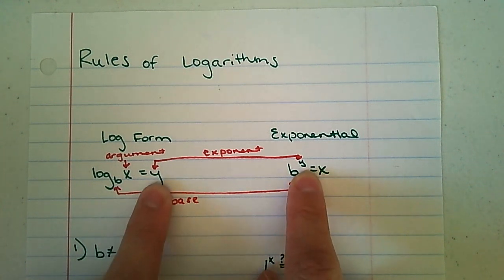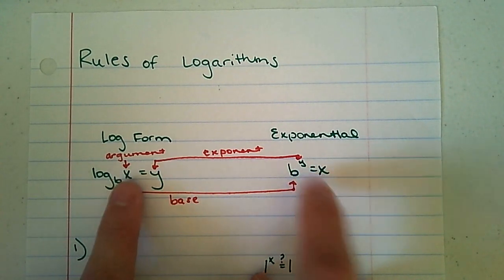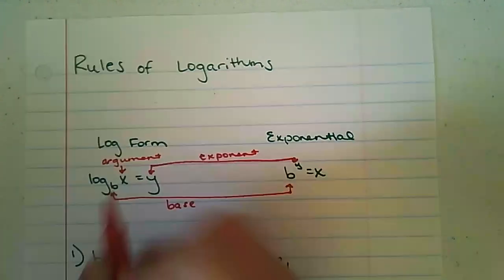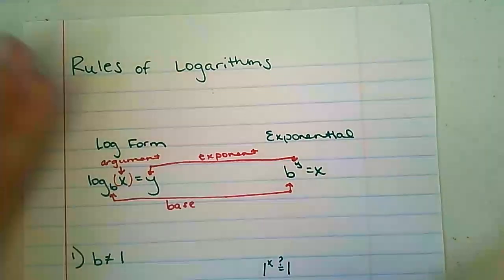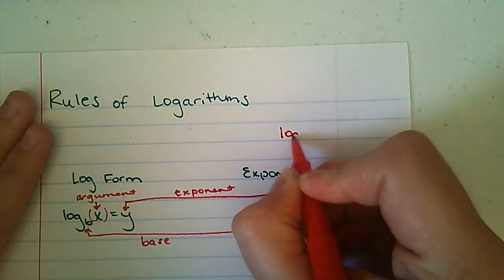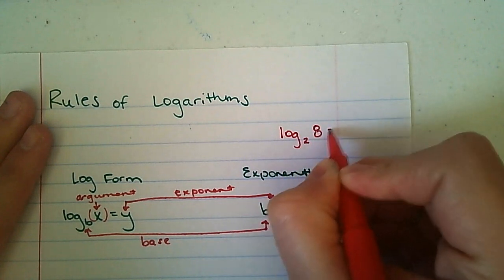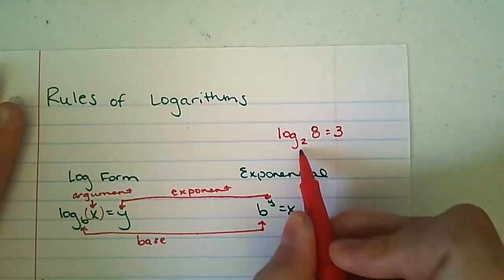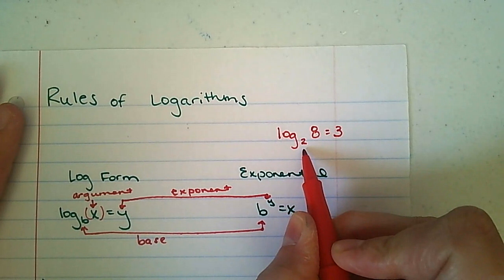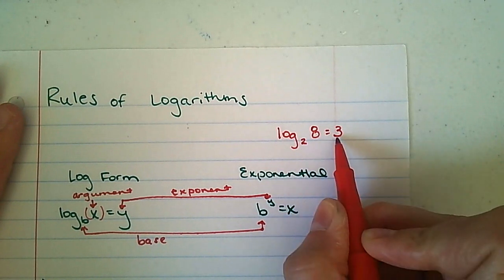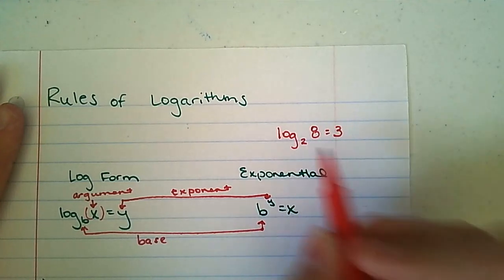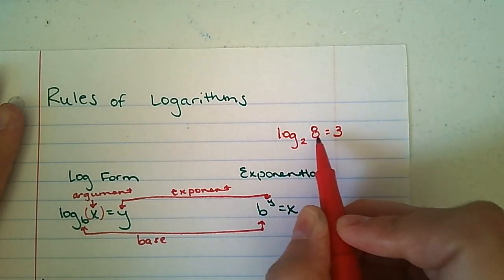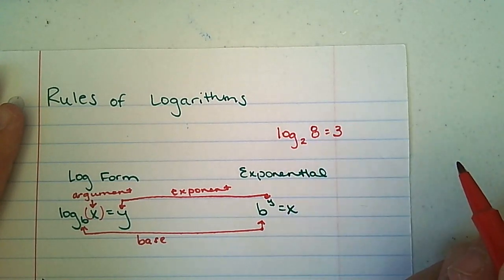Remember, here is where the exponents show up. And then in a log, we call this thing, sometimes it's in parentheses, the argument. So for example, let's say I had something like this. This would be my base. This is the exponent. And then this is the argument. And remember, we say that log base 2 of 8 equals 3.